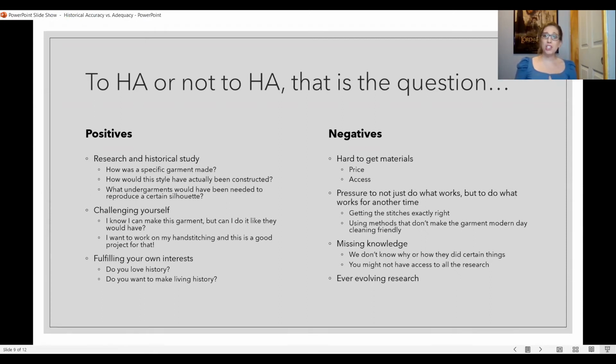It's also pressure because it's not just doing what works, it's doing what works for another time. Again, no interfacing. You got to starch the heck out of that thing or build yourself a metal cage to hold it. You can't just get what works that you've done before. There is missing knowledge. We don't know how they did certain things. We're looking at portraiture and some of the surviving garments, and the further back you go, the less extant garments there are. So there's always going to be evolving research. There's always going to be something new. So those are the negatives to aiming at historical accuracy.